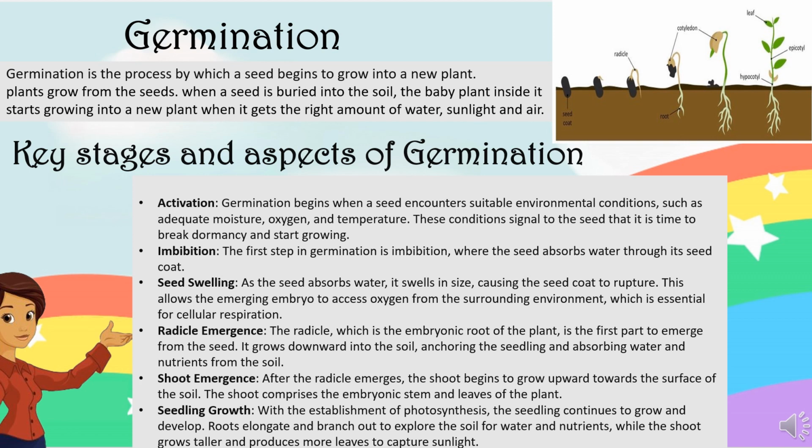Simultaneously, the shoot emerges above the soil surface, carrying with it the cotyledons, which nourish the young plant. With the emergence of the cotyledons, the seedling begins photosynthesis, converting sunlight into energy to fuel further growth. Over time, the seedling grows taller, with roots exploring the soil for water and nutrients, and leaves expanding to capture sunlight. From the humble beginnings of a seed to the beauty of a flourishing plant, germination is truly nature's masterpiece.